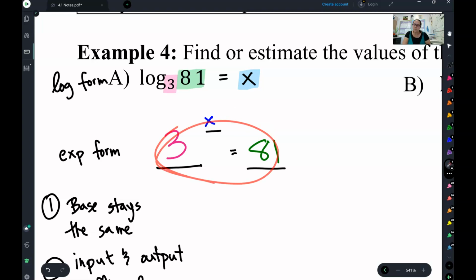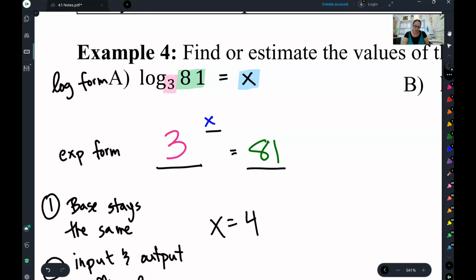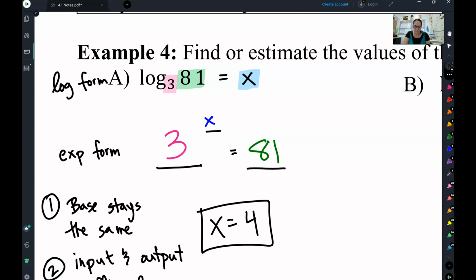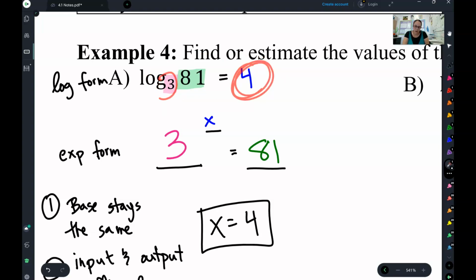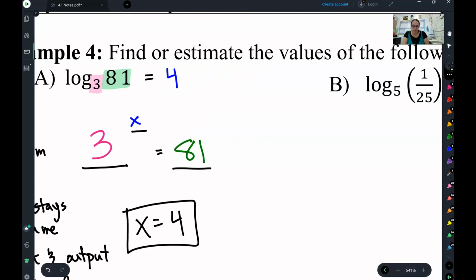So if I look at it this way, it's very easy to see that, well, 3 to the 4th equals 81. So x has to equal 4. So that means over here, for this logarithm, log base 3 of 81 is 4. And hopefully you'll start getting used to thinking of logarithms as 3 to what power gives me this. That's kind of what you want to think of. 3 to what power gives me 81? And that's the answer to the logarithm. So let me give you another simple example.